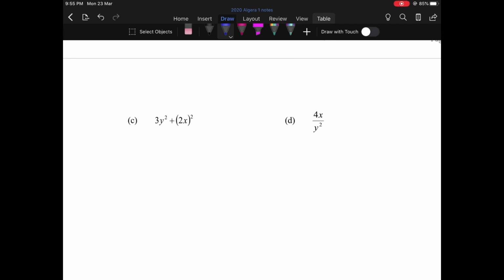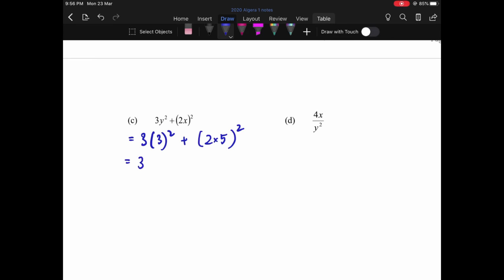Okay, now part C is a little tricky. Please use brackets when you do substitution, so we don't evaluate anything mentally first, okay? So 3, now y is 3, and next, okay, 2 times x, so 2 times 5. So we will need to evaluate the terms in the bracket first.